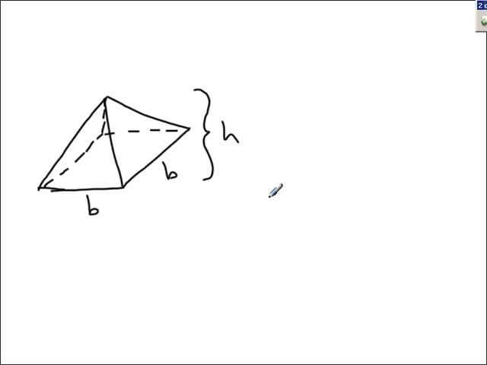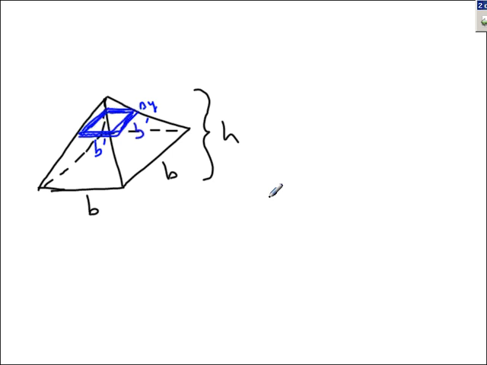Now, if you take an arbitrary slice, if I take this slice right here, it has some thickness to it. I need to know that volume. Well, call each side b prime, and the thickness, since it's going up, is delta y. What I need to know is what b prime is.